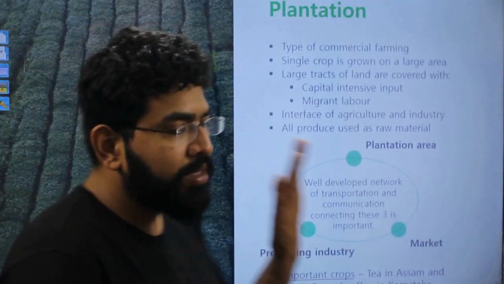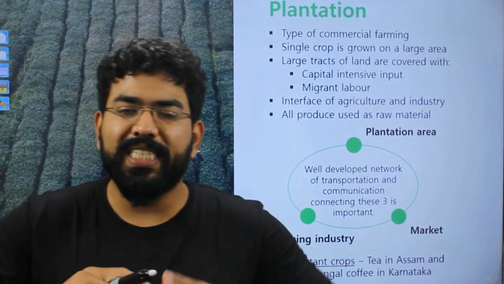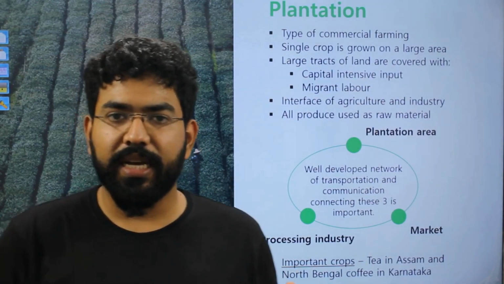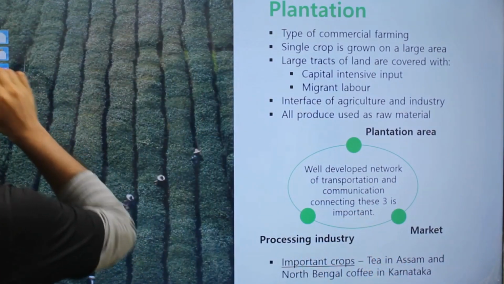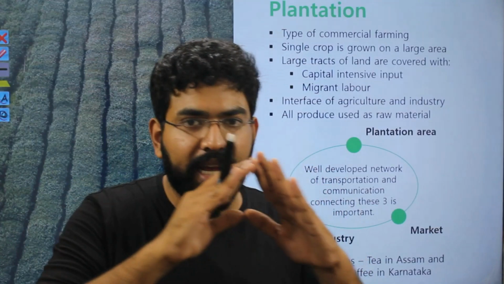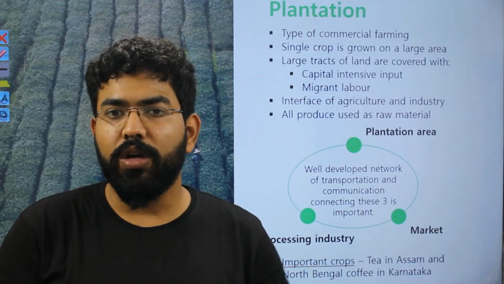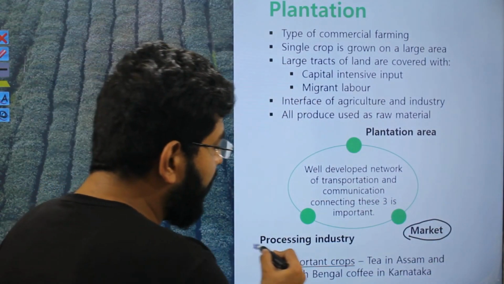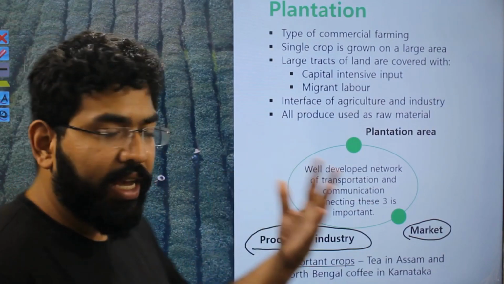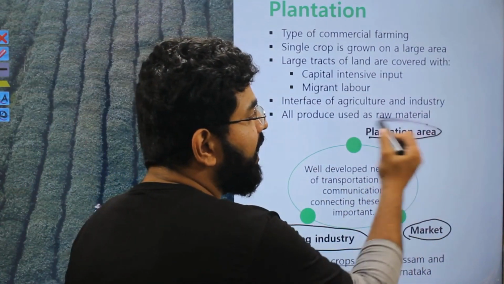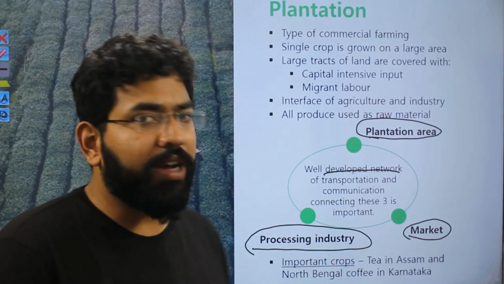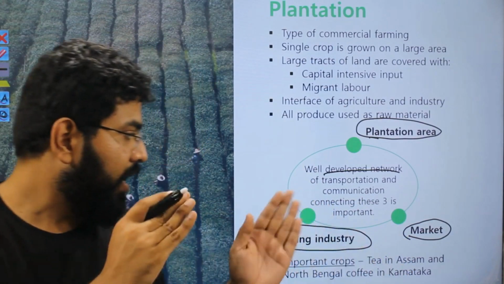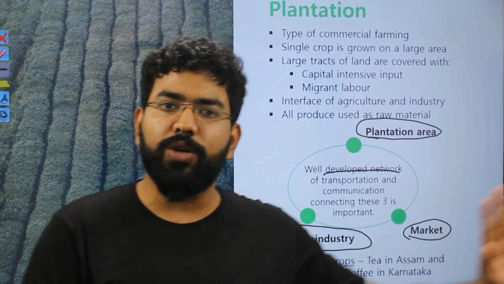Then in this commercial farming, there is one specific type of farming called plantation farming. In this plantation farming, you will have everything that you need as a holistic. So you will have your markets as well, very close to the plantation areas. You will have the industries very close to the processing, to the plantation areas. This helps create a network. So this network creates a scenario where the crops are harvested, they are easily sent to the processing industries, and from there they are easily sent to the market.